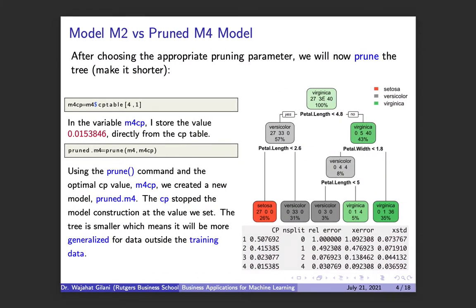0.00769238. All right, in this case it was 0.0154386. Now that I have the CP, I'm going to take my model and the new CP that I want to prune by, and I'm going to use a function that's called, surprise, prune. It's literally going to cut off the branches that violate that CP value.